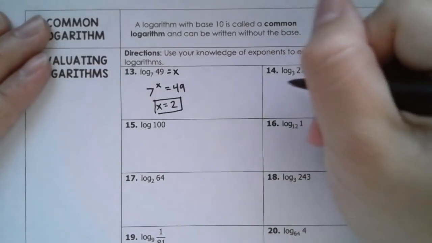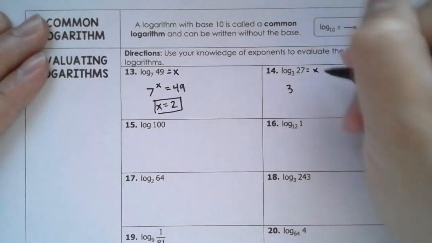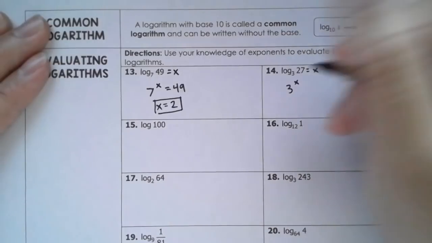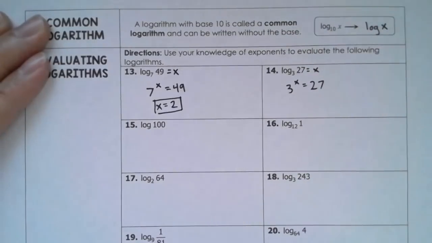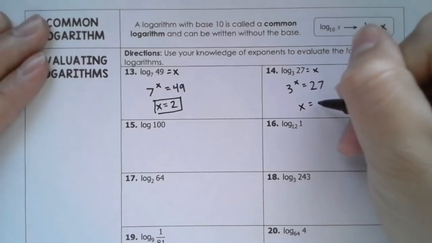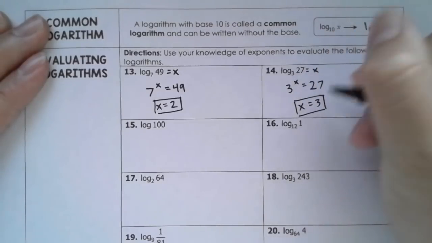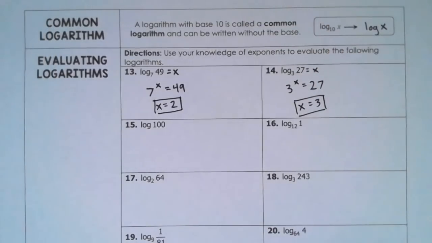Number 14, I get 3 to the x is equal to 27. What is that exponent? 3. So log base 3 of 27 is equal to 3.